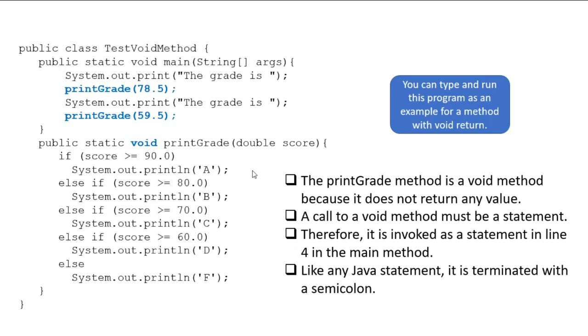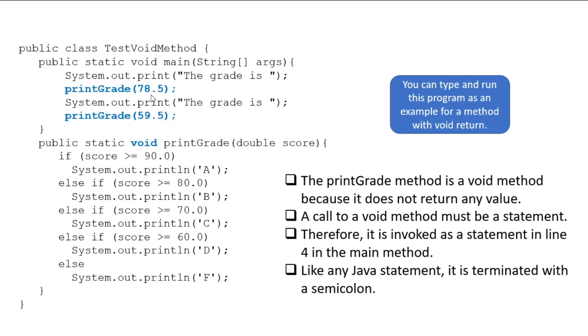And here's an example. You can type this program in IntelliJ. At this point, actually, you can just stop the slides and stop this video and type this and see the results. But basically, this is a very simple example where we see a main function. It prints something on the screen and it calls this printGrade function, which is a void function, twice. On both occasions, the call sends the function a double value.